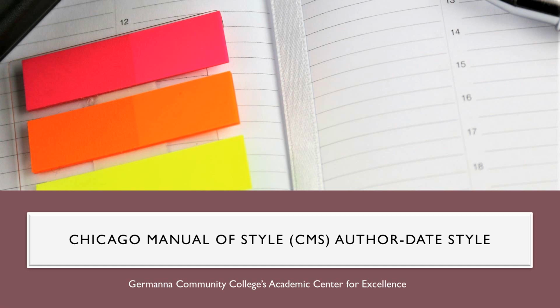The Chicago Manual of Style, otherwise known as CMS, is a common citation and formatting style. Its author date style is used by the physical, natural, and social sciences and requires using in-text citations to identify sources as they appear in the text. It is important to remember that CMS has a notes and bibliography style as well. However, this tutorial will focus on the author date style.